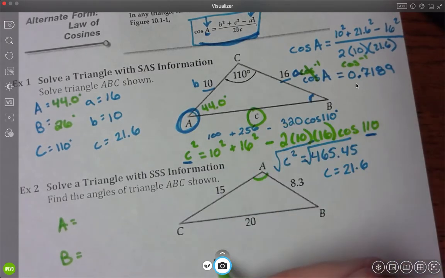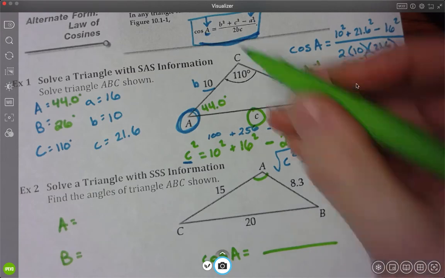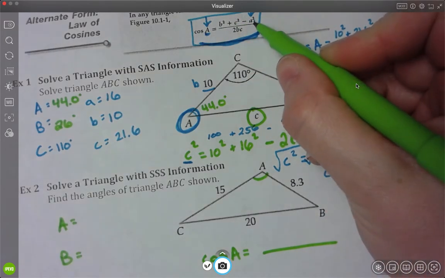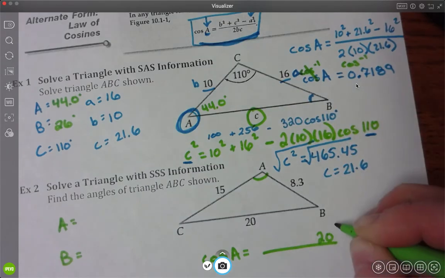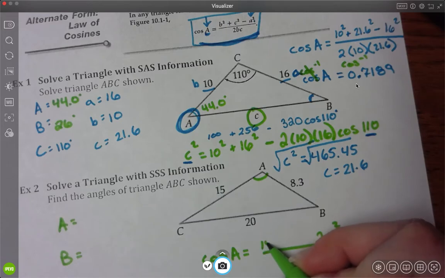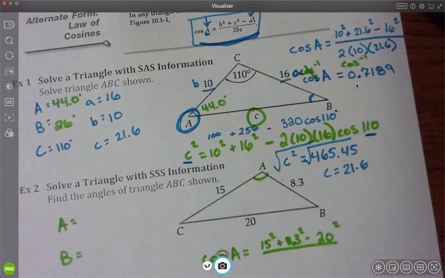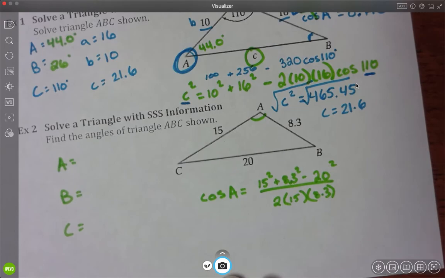So to find A first, we have cosine of A equals... It doesn't really matter what B and C are, but A squared has to be 20, because it's across from A. B squared can be 15, sure, let's do that. C can be 8.3, and then we have minus 20 squared. On the bottom, we have 2 times B times C. B is going to be 15, C is going to be 8.3. Again, that might not be what they're named up here, but that's what we're going to call them because of how they appear in the formula.